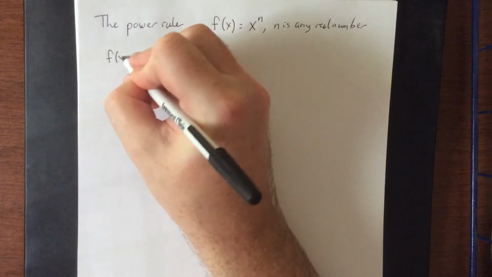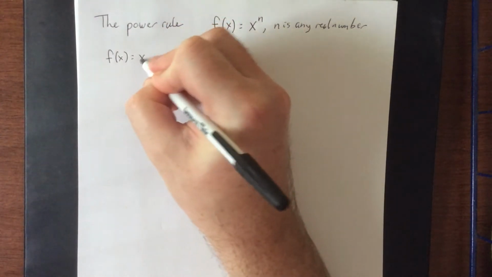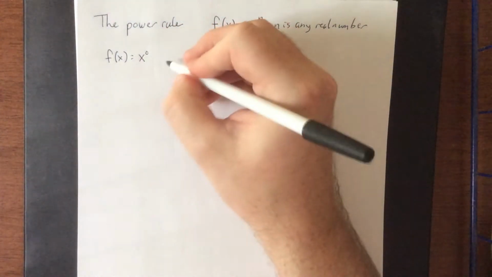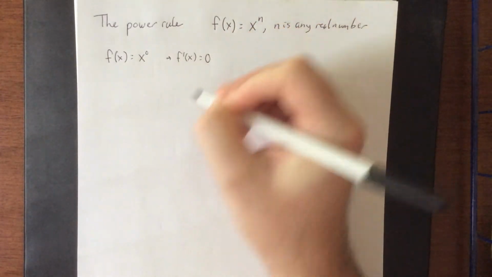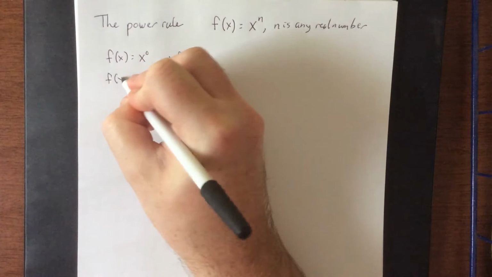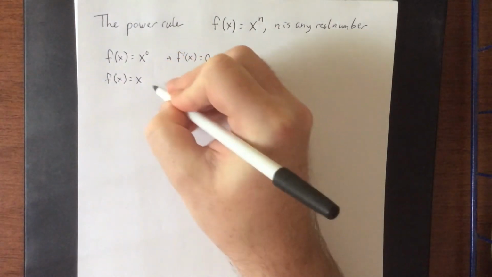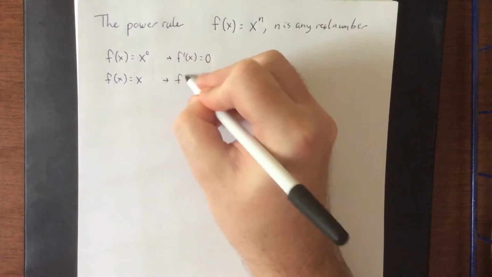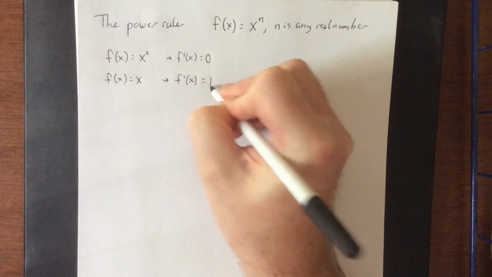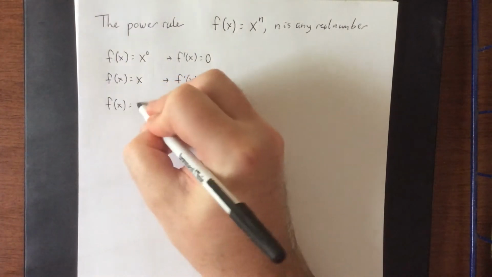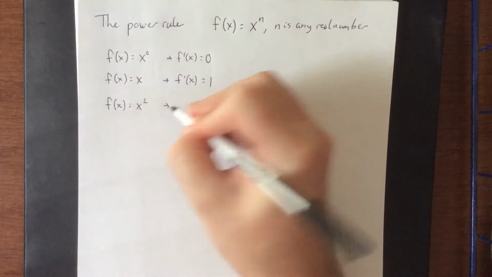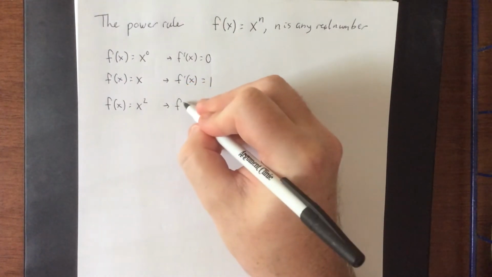For example, if we had f of x is equal to x raised to the 0 power, that would be a constant. In that case, f prime of x would be equal to 0. In our last video, we considered the identity function x raised to the first power. We got that that derivative was equal to 1. We've shown several times that the derivative of x squared is going to be equal to 2x.